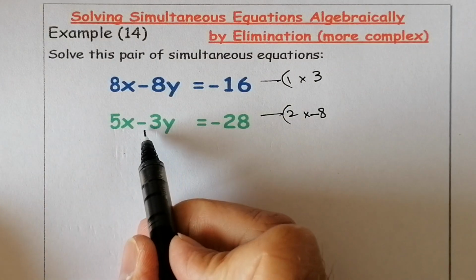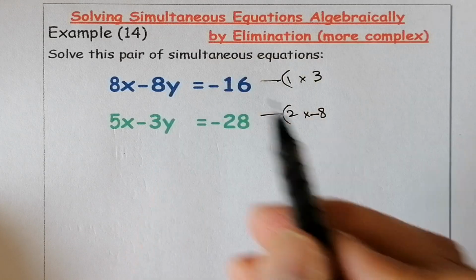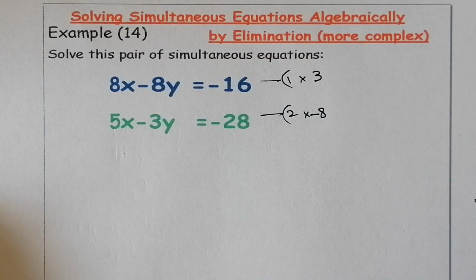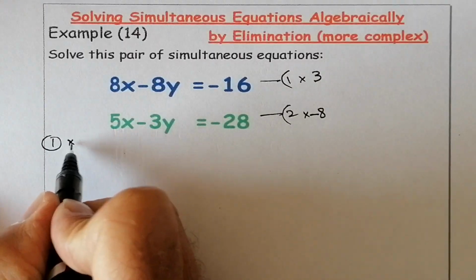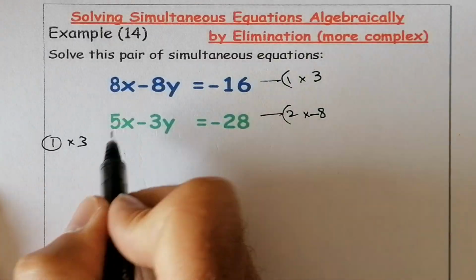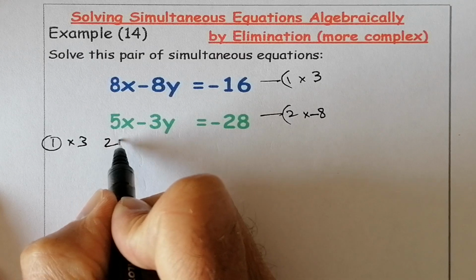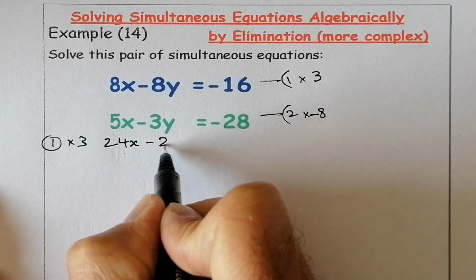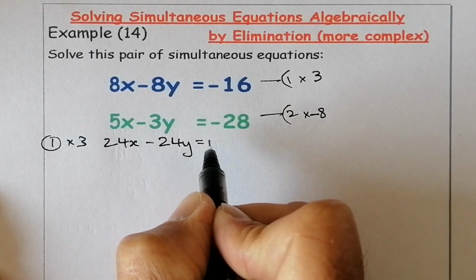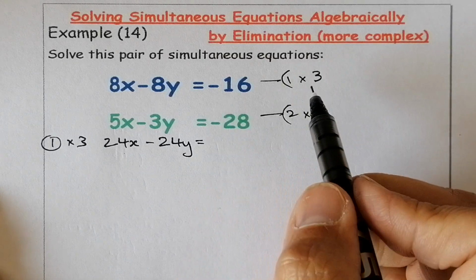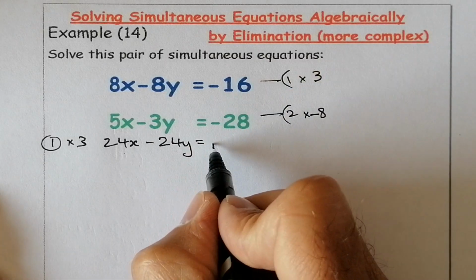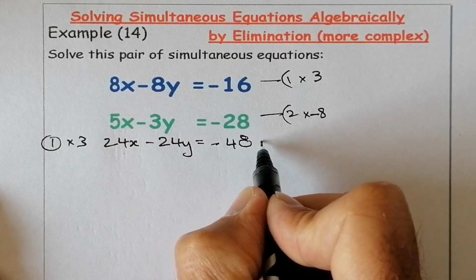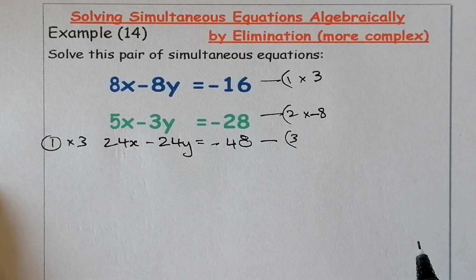What that'll do is it'll give me a positive number here and allow me to eliminate these equations. Right then, let's go for it. So equation number 1, and we're multiplying that by 3. Okay, so that's going to give me 24x minus 24y is equal to, so we've got 3 times the 16 is 48. So it's a negative 16, so it's a negative 48. So that is my equation number 3.